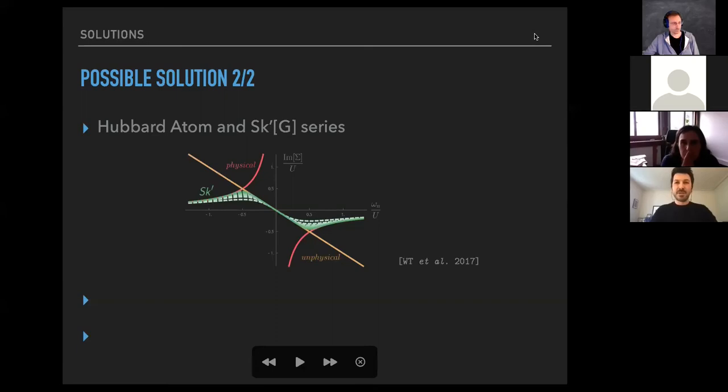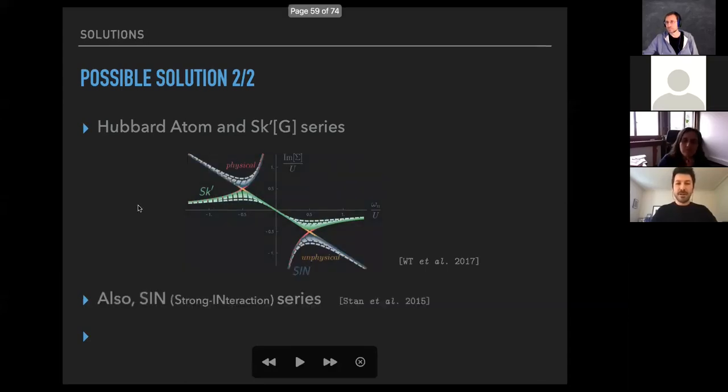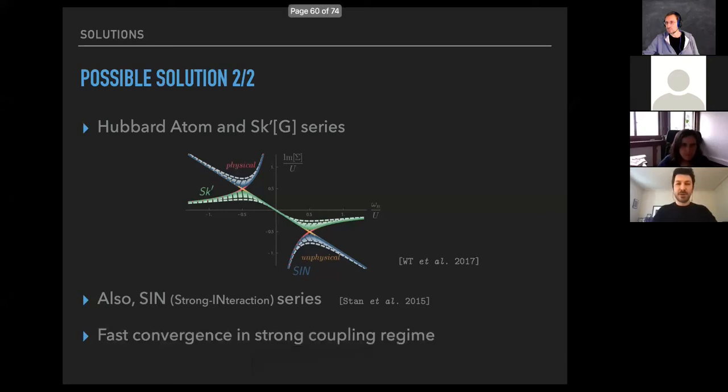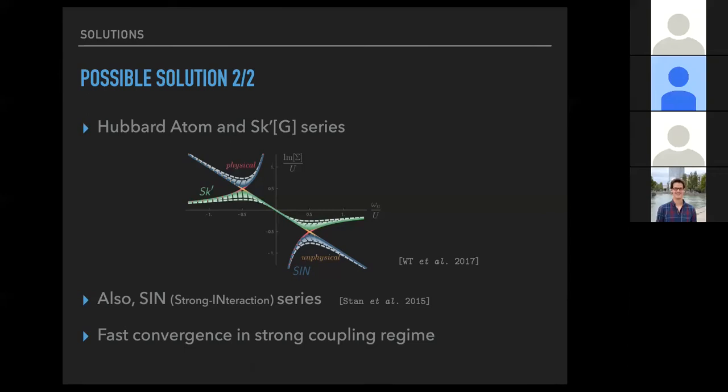So in our analysis of the Hubbard atom, we were using this skeleton prime series, which had the same misleading convergence of the skeleton series. But we also had another series, the strongly interacting series, that was previously introduced by Stan and collaborators in 2015. The other series is basically a complementary series to our skeleton prime series, because it converges to the correct self-energy in the strong coupling regime, where the skeleton prime does not converge. And when we use the same series in the self-consistent Dyson equation, we get, just like for the skeleton prime, the right answer, but the stronger the interaction, the faster is the convergence of the series.